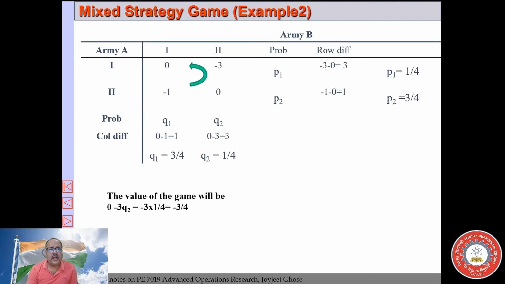So I hope the mixed strategy, the algebraic method and the shortcut methods are clear to you. Try to solve more problems associated with these methods, and I'm sure if you practice 2-3 games you will be able to pick up the procedure. So thank you for listening and watching this video.